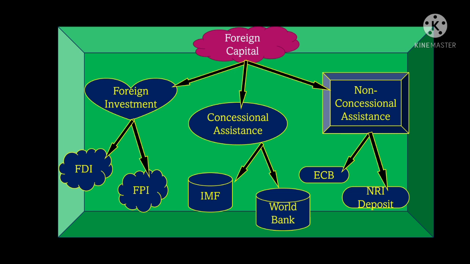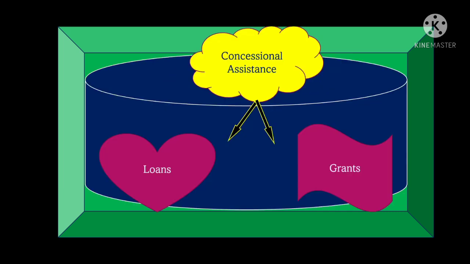Now let's move forward. We will talk about concessional assistance. Concessional assistance is another form of foreign capital. It may be in the form of a loan or in the form of grants. Let's understand both separately.